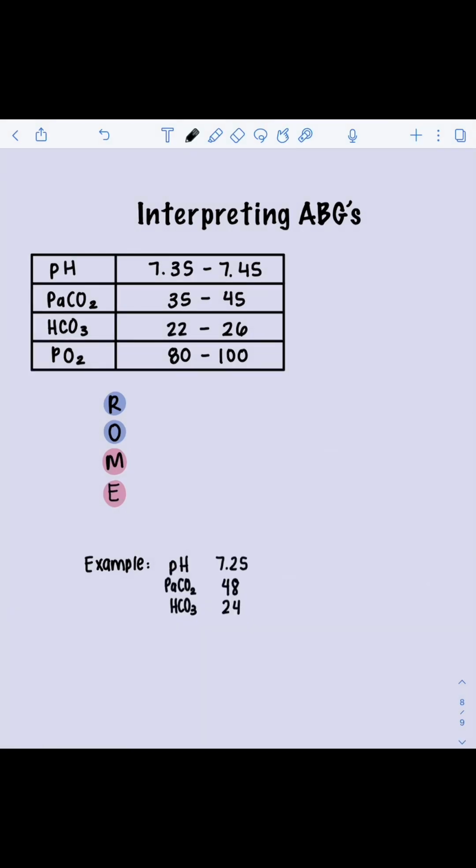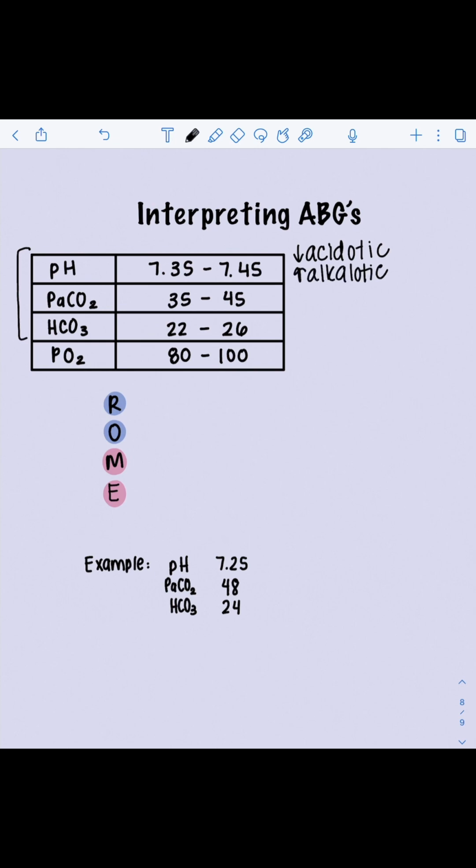All right, so let's run through the basics. These top three values are the ones that you're going to be seeing on NCLEX: your pH, your PaCO2, and your HCO3. So let's start off with pH. Our normal range is 7.35 to 7.45. If we are below 7.35, then we are considered acidotic. And if we are above 7.45, we are considered alkalotic, okay?